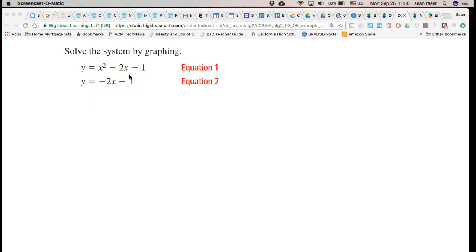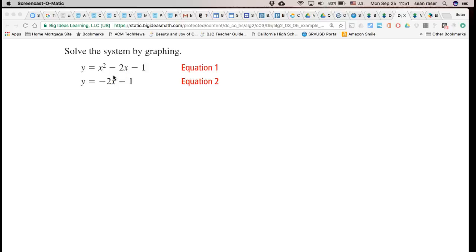Except because we've got a parabola, they might intersect at more than one point. So we're either going to have a graph that intersects at 0, 1, or 2 points. So just remember, just like with quadratic equations, you can have 0, 1, or 2 solutions. Same thing here. We can have 0, 1, or 2 points of intersection. So we want to go ahead and graph these. So what you need to do is plot both of these out.